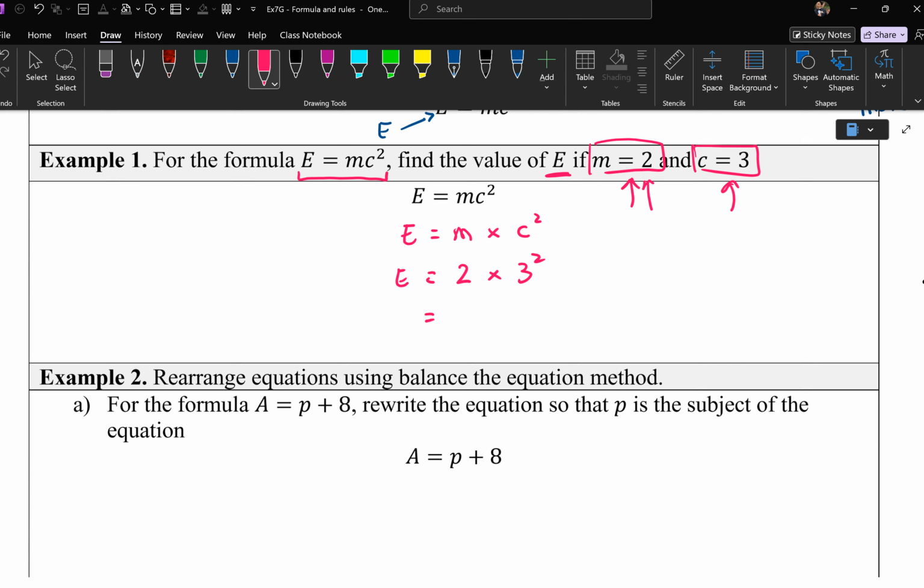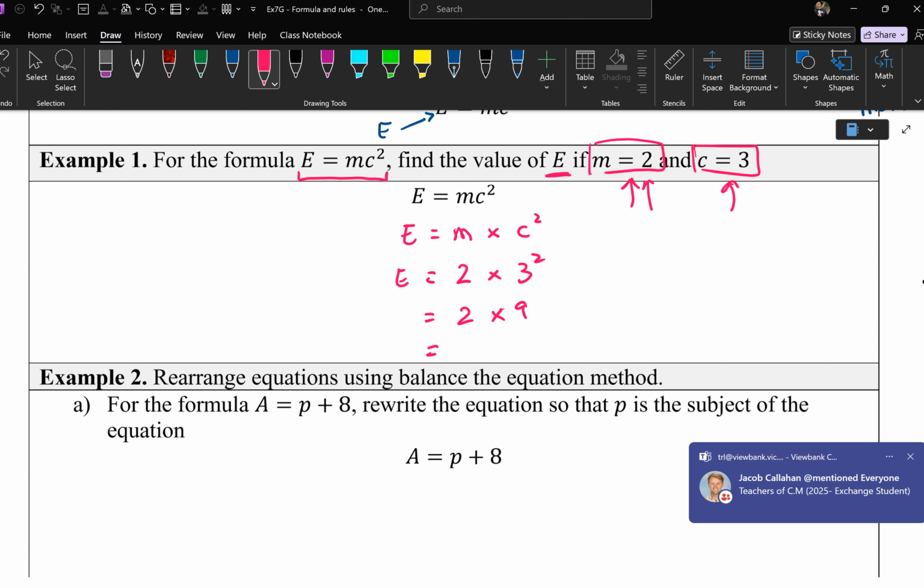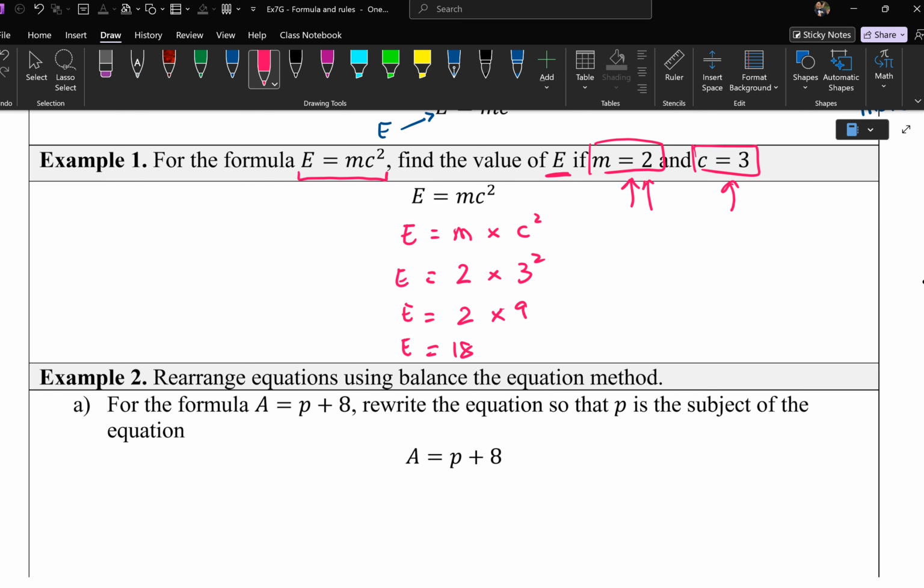Okay, so here we go. Let's work it out. BODMAS. Which one comes first? 3 times 2 or 3 squared? 3 squared. 3 squared is not 6. It's 9 because it means 3 times 3, not 3 times 2. So this is 9. 3 times 3 is 9. And then 2 times 9 gives you... So E equals 18. This step here, that's the second skill.